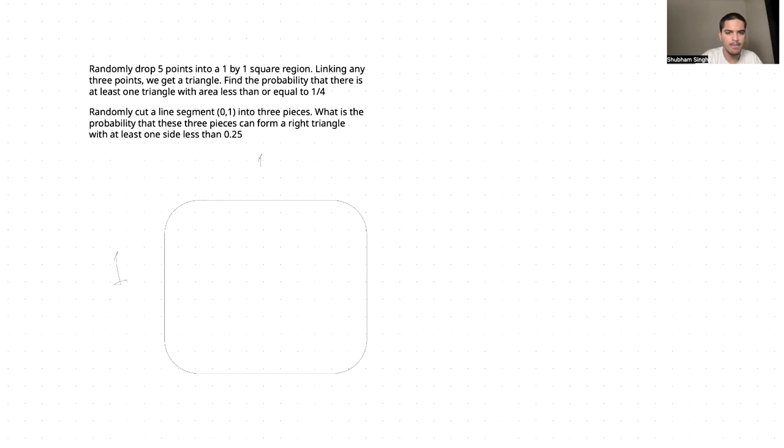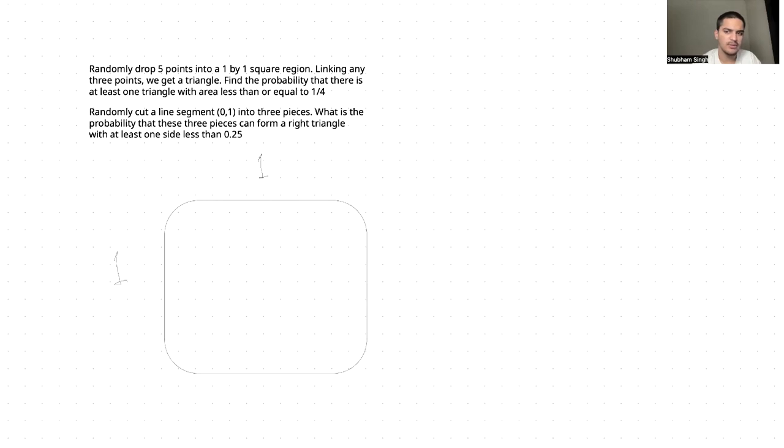Suppose we have a square region of length 1 by 1, and we need to find that there is at least one triangle with area less than or equal to 1/4. So we just need to tell the probability that there is at least one triangle with area less than or equal to 1/4.